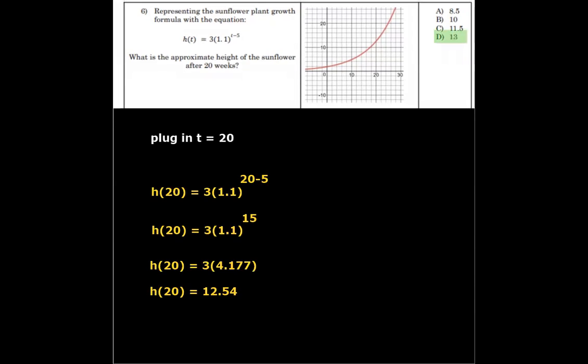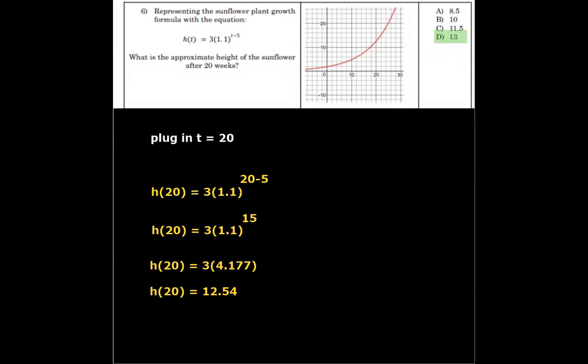Question 6. Representing the sunflower plant growth formula with the equation, the height at time t is 3 times 1.1 to the t minus 5. So this formula approximates the fast growth of a sunflower for a reasonable number of weeks. It says, what will be the approximate sunflower height after 20 weeks using this approximation formula?